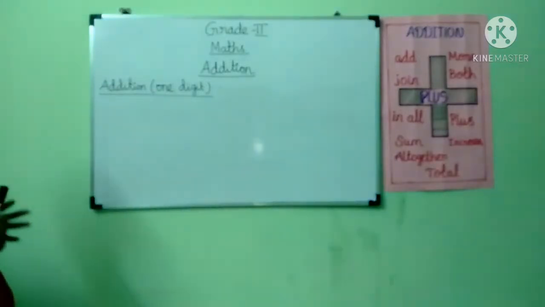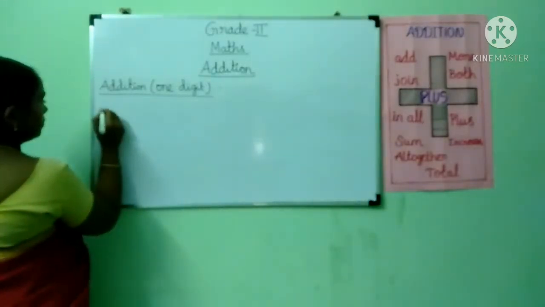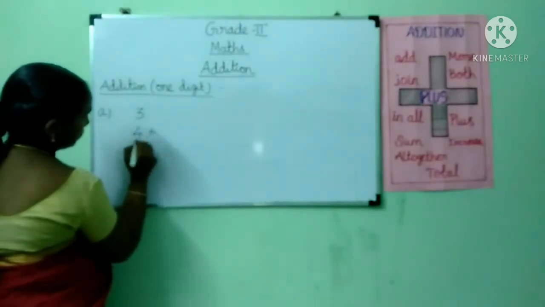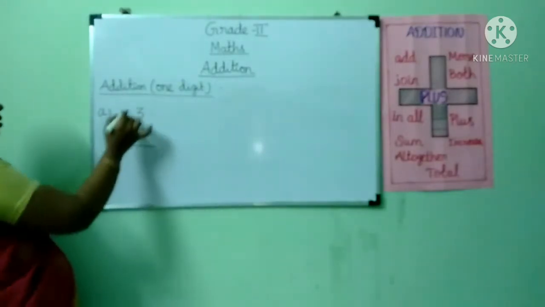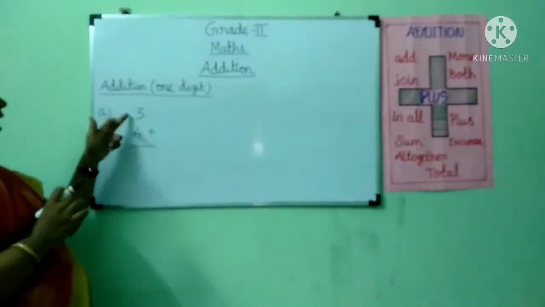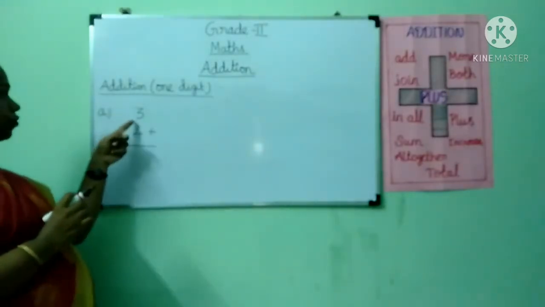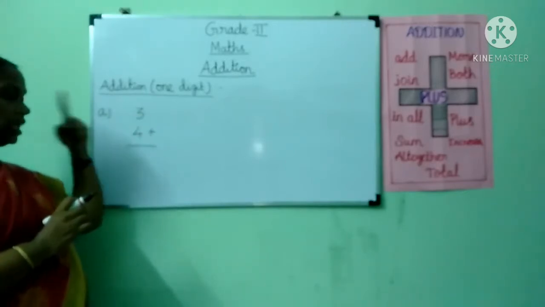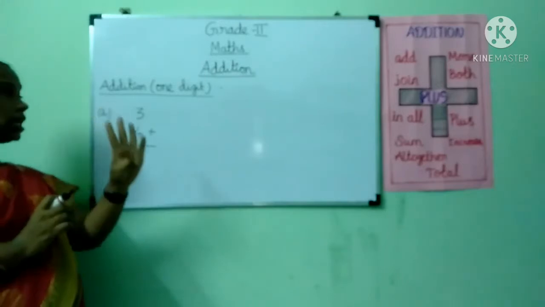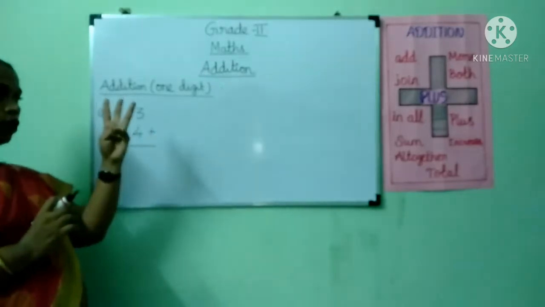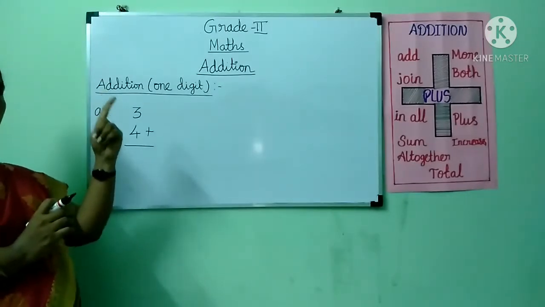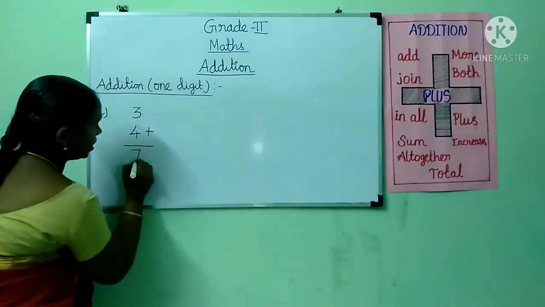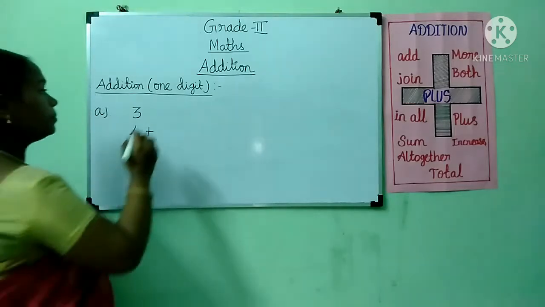Now we'll see row wise how to write. See here, this is ones place. Here have only one digit. So ones place only have 3 plus 4. So 3 in the mind, 4 in the finger. 3 after 4, 5, 6, 7. So what will come answer? 7. So write 7.